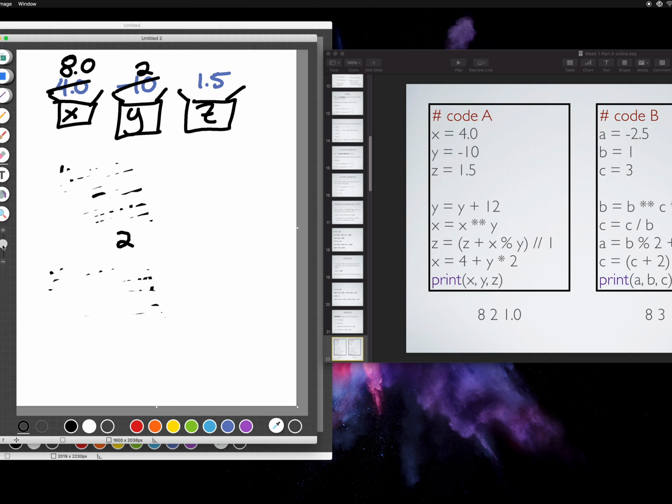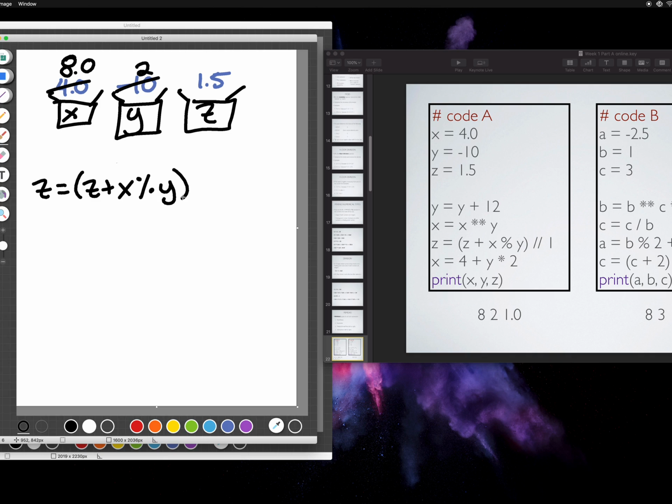Alright, so let's look at this next line here. This next line is a little bit more complicated. There's a little bit more going on. So this line right here is what I'm talking about, this z equals line. So we start with this: z equals parentheses z plus x mod y floor division 1. Alright, so there's a lot of stuff going on in here, right?